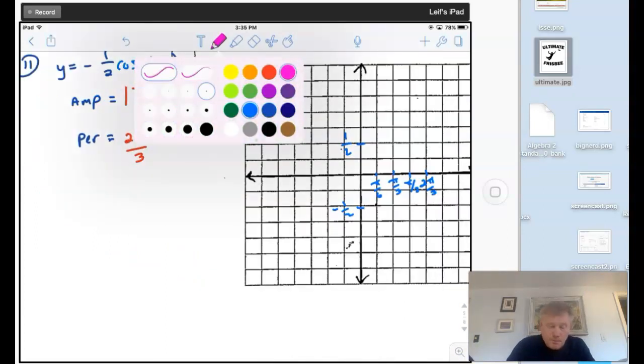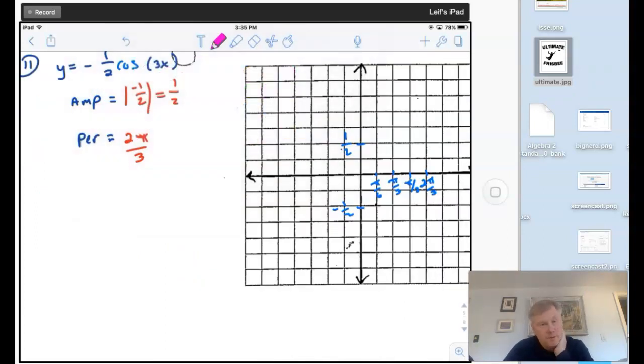Okay, so I filled in a couple numbers here. One period is 2 pi over 3, which means the halfway point will be pi over 3. Half of pi over 3 is pi over 6. 1/6 times 2 is 1/3. Anyway, so this goes up to 1/2 and down to negative 1/2.